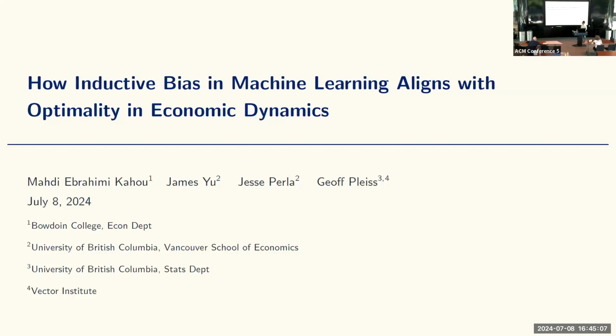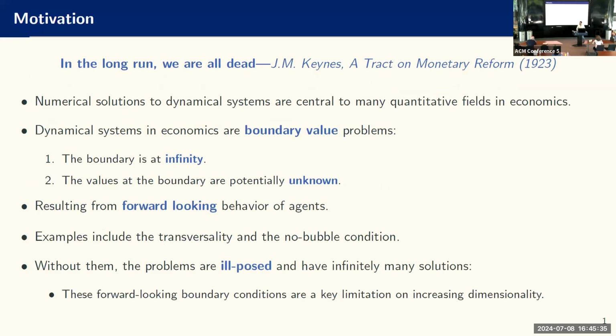I appreciate it. So today I'll be presenting a paper called How Inductive Bias in Machine Learning Aligns with Optimality in Economic Dynamics. It's joint work with James Yu, a brilliant PhD student at UBC Economics, and Jesse, who we just heard, and then Jeff, who is at the UBC Statistics Department in British Columbia and the Vector Institute. So I'm going to start the talk, the motivation, with a quote.